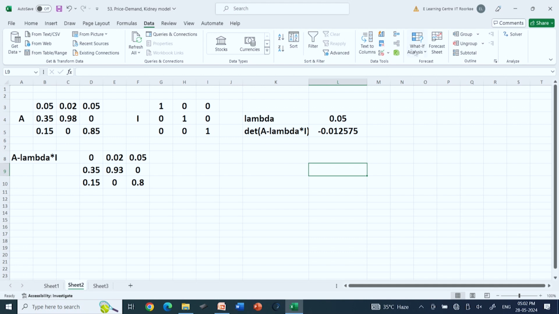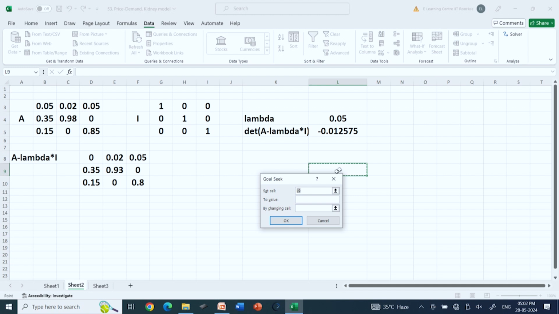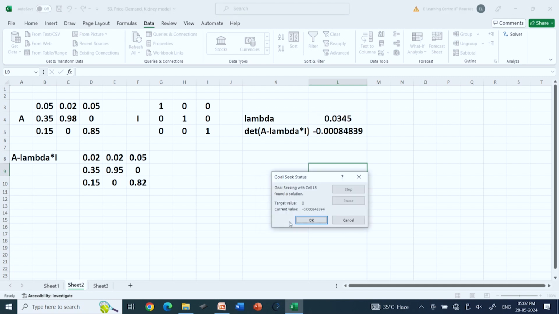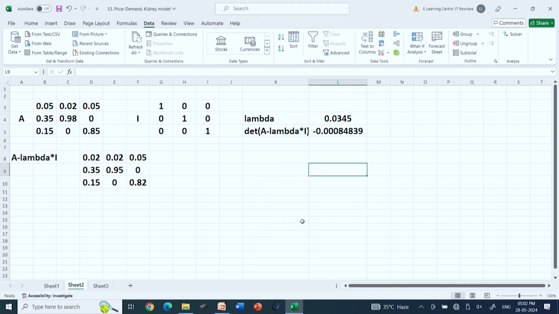Again, I calculate. I click what-if analysis, go to goal seek, choose the cell determinant of A minus lambda I, which should be equal to 0 by changing this value of lambda, and I get 0.034. So, I got 3 eigenvalues.